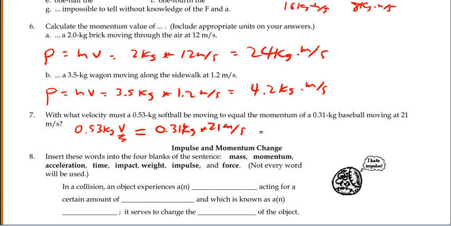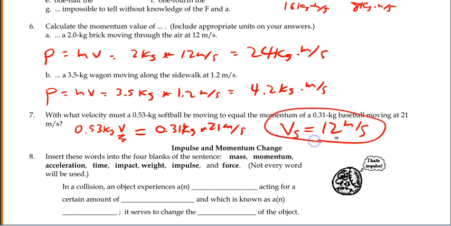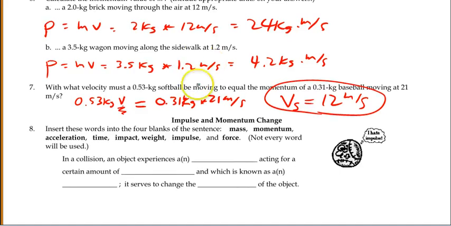So 0.31 times 21, and we're going to divide that by 0.53, and we get 12.3. We only have two significant figures, so the new velocity of the softball is going to be 12 meters per second. Okay, so it has almost twice as much mass, so it's just about half as fast. A little more than half, because it's not quite twice as much mass.